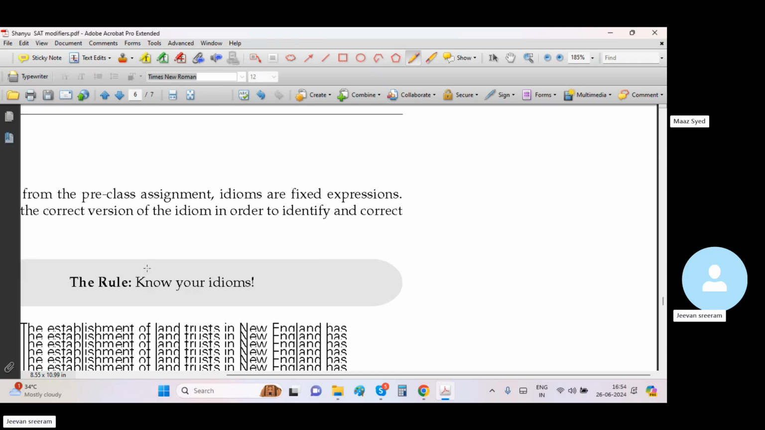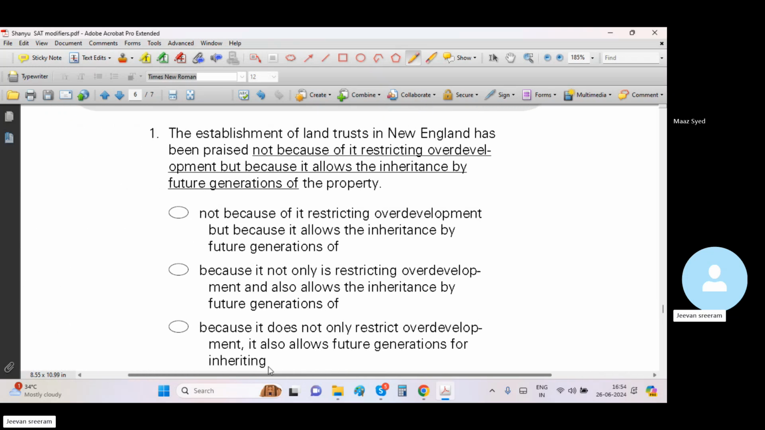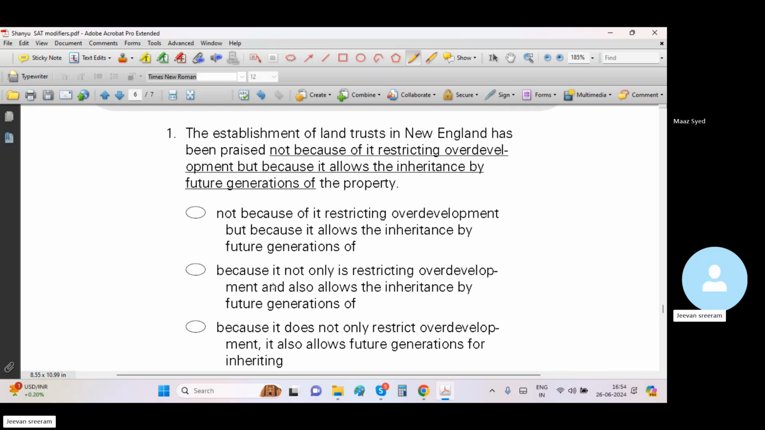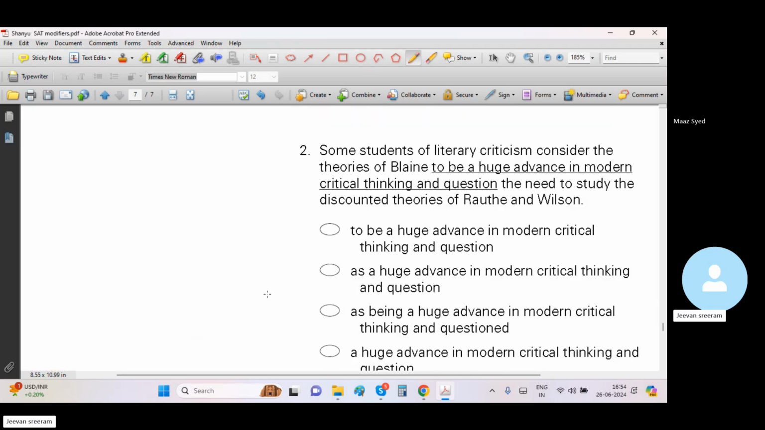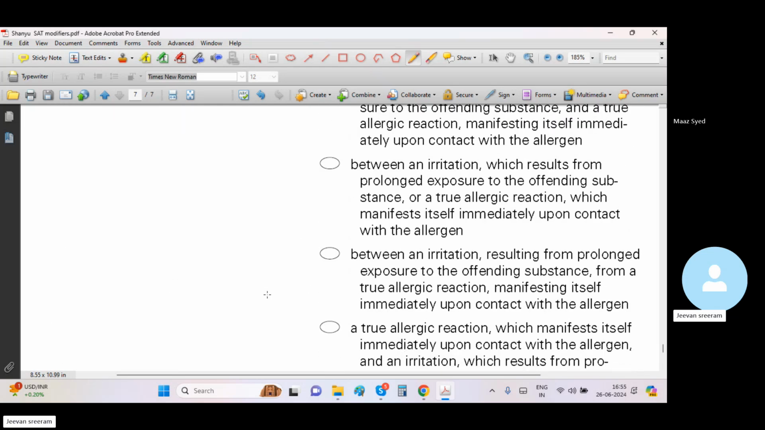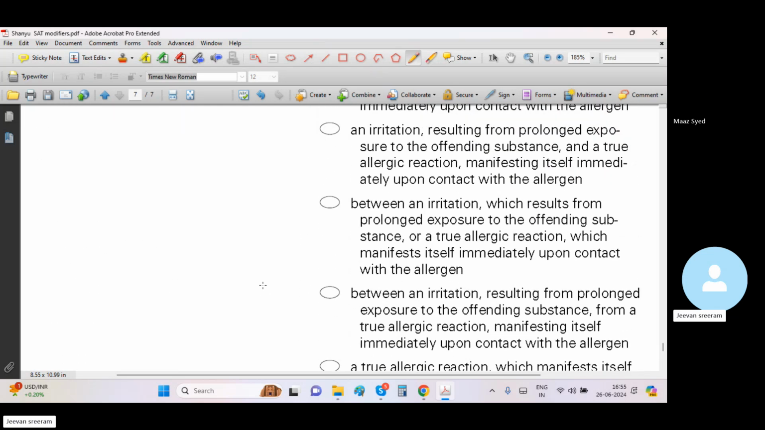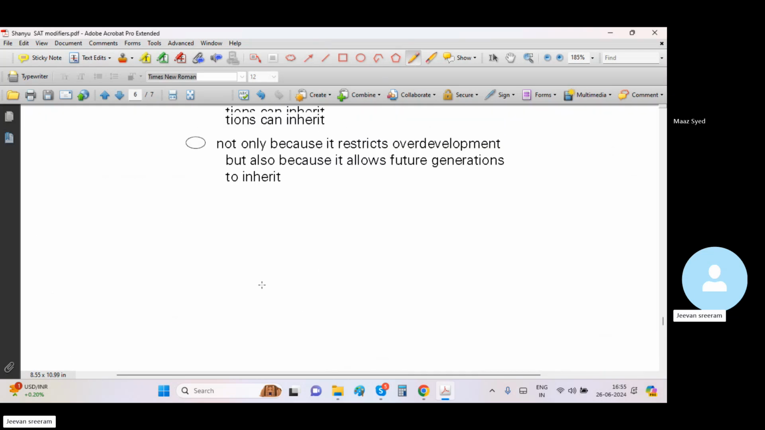So finally, idioms. Please attempt these idiom questions at home. We will discuss them tomorrow. Let me do the first one for you, okay? The rest of the questions, the remaining questions, must be attempted by you. Let me do the first one for you for better understanding.